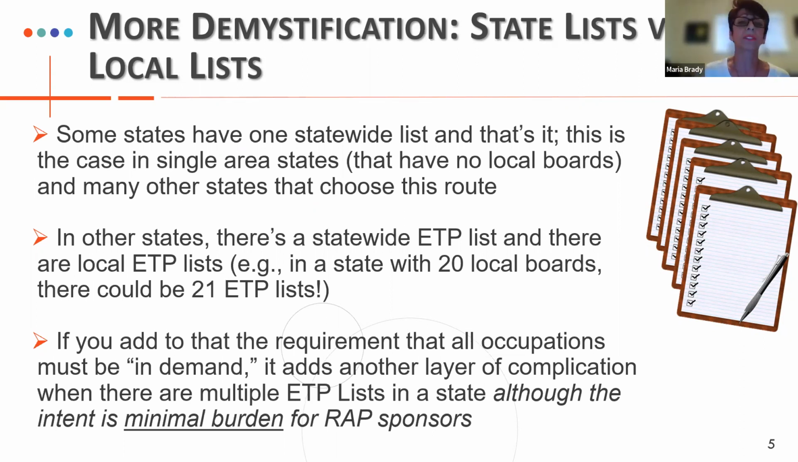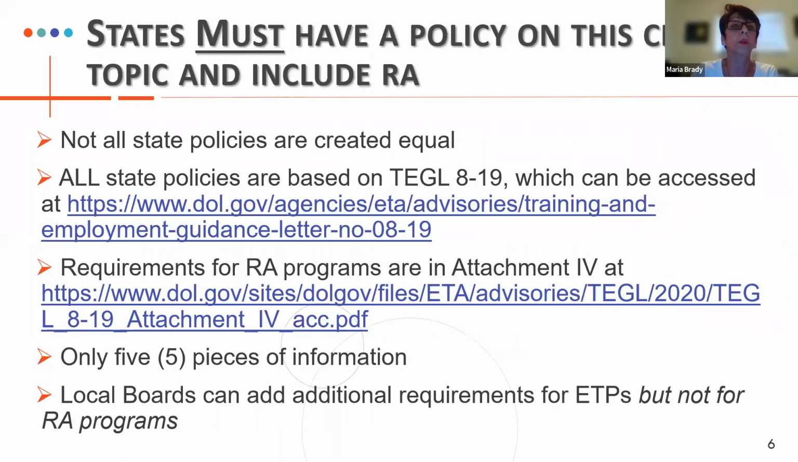Now, if you add to that the requirement that all occupations, because remember, limited funds, must be in demand. It's not like the bridge to nowhere, right? You're going to train in occupations where there's a job at the other end. So that adds another layer of complication, because at the local level, you have to demonstrate that these occupations are in demand in the local area. Now, the intent is minimum burden for registered apprenticeship program sponsors. So you can see right from the get-go that there's a tension here with respect to burden and then what requirements are being promulgated.